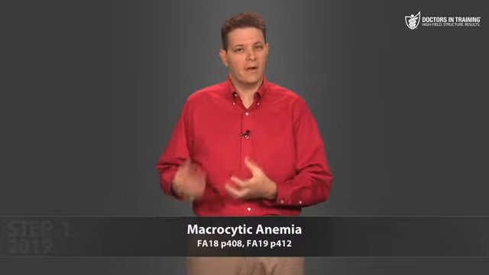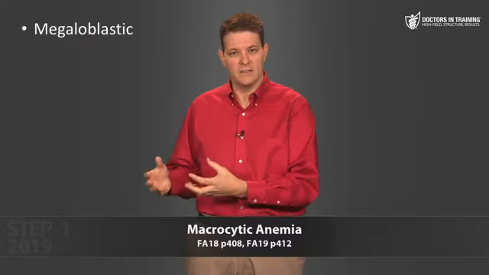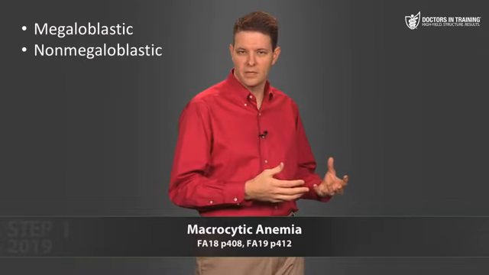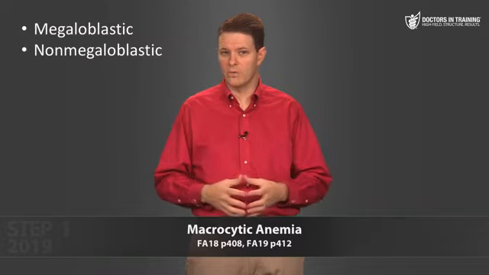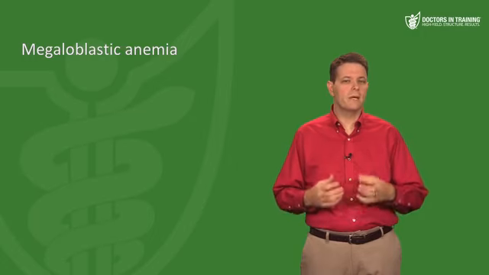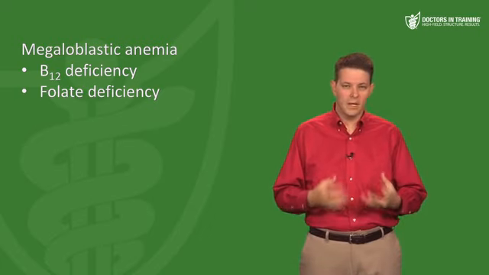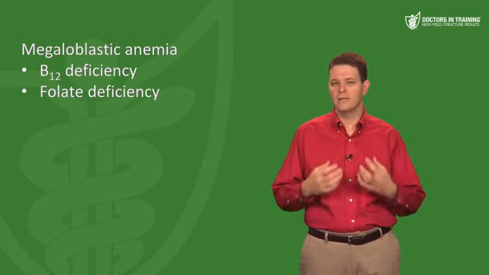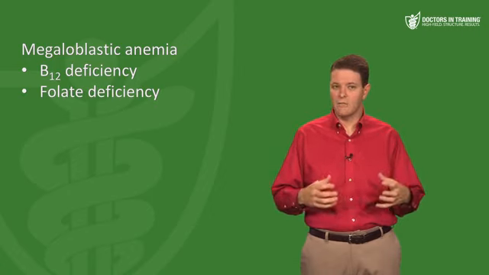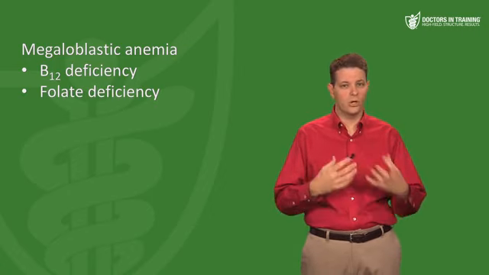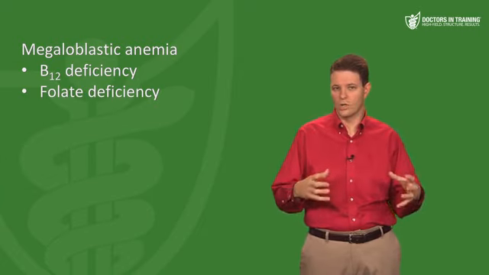We can divide macrocytic anemias into megaloblastic anemia, which is due to impaired DNA synthesis, and non-megaloblastic anemia. Now, it's not always easy to distinguish between them because there can be some overlap. The main causes of megaloblastic anemia are B12 deficiency and folate deficiency. Now, megaloblastic anemia is due to impaired DNA synthesis. And because you have trouble making DNA, it takes a long time for the nucleus of the red cell precursor to mature, and the cytoplasm expands in the process and the red cells just get larger and larger.